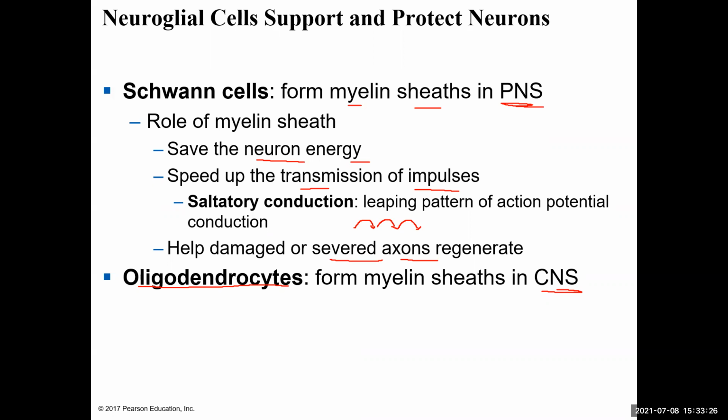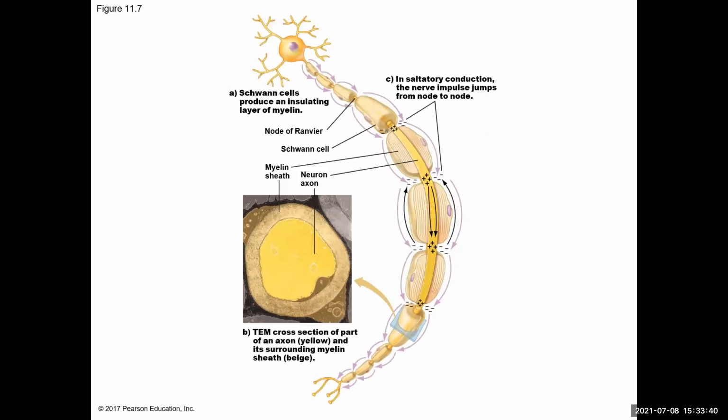And so the roles are pretty similar from Schwann cells to oligodendrocytes. It's just that you find them in different areas of the nervous system. So one's the peripheral, the other one is the central. Now, this is what we mean whenever we talk about saltatory conduction. So instead of the action potential moving down the neuron like this, it jumps, right, like that. And that is what we mean by saltatory conduction.